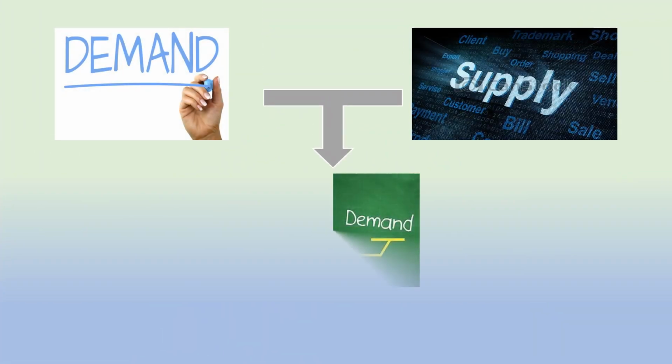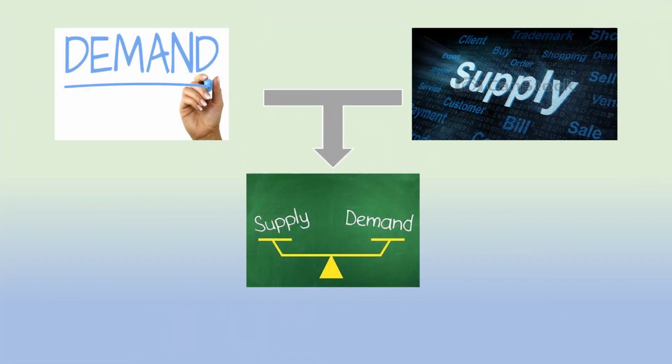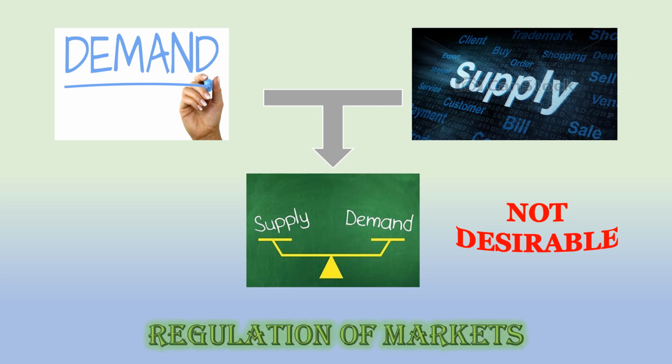If market forces are permitted to operate freely, equilibrium price will be determined by the equality of demand and supply. But sometimes it may happen that the equilibrium price is not desirable from the standpoint of the society. In such a situation, it is necessary to regulate the market price.